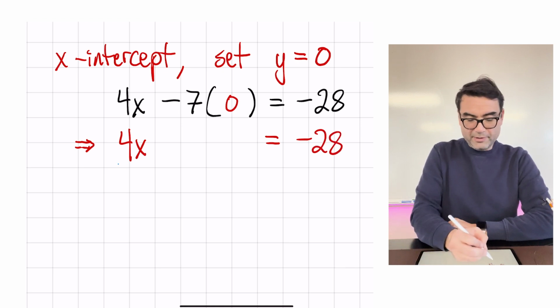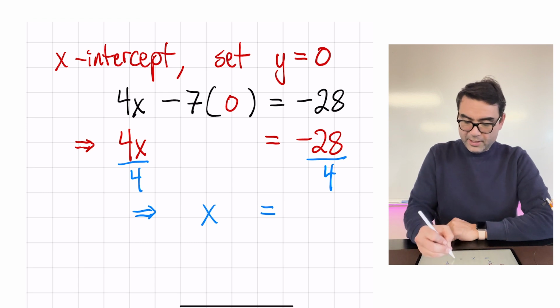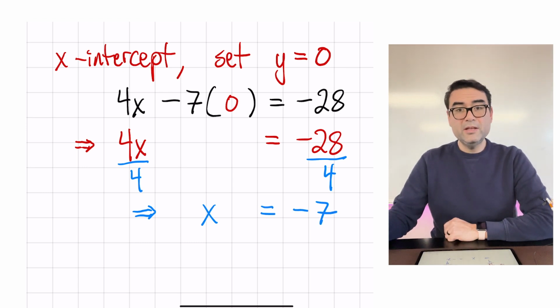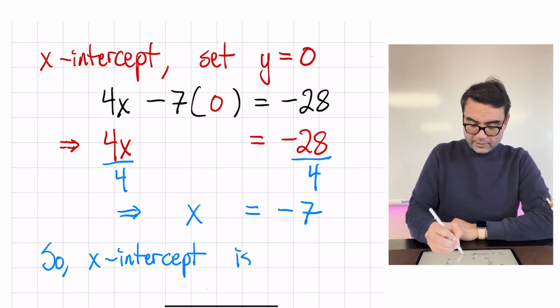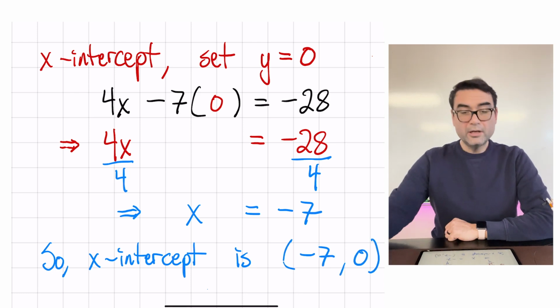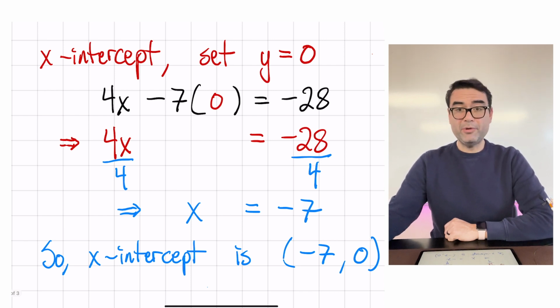And we divide both sides by 4. And now we have x equals -7. So to put all the information back together, we can now say that the x-intercept is -7, 0, the value substituted, because we know at the x-intercept your y-coordinate is 0. So we have both of the intercepts.